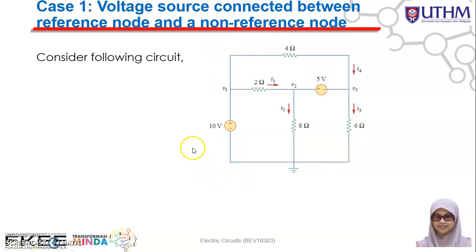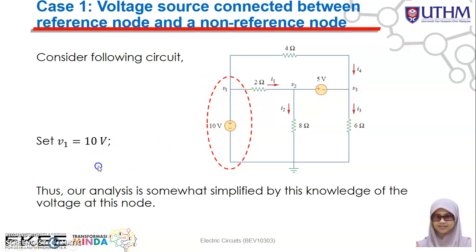Okay, let's say you have this, so you just refer to here. Here you have a voltage source, and this voltage source is connected between these two nodes. This is the first node, this is the second node. The first node is considered as a non-reference node, and here we consider the reference node or ground node. So when your voltage source is connected between the non-reference and the reference node, we can assume V1 is equal to 10 volts. Okay, so in this case V1 will be equal to 10 volts. So our analysis is somewhat simplified by this knowledge of the voltage at this node.